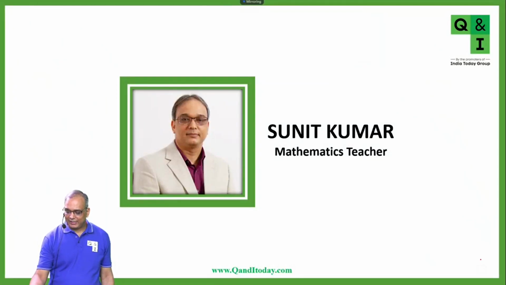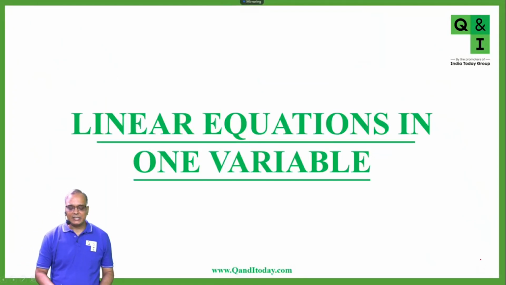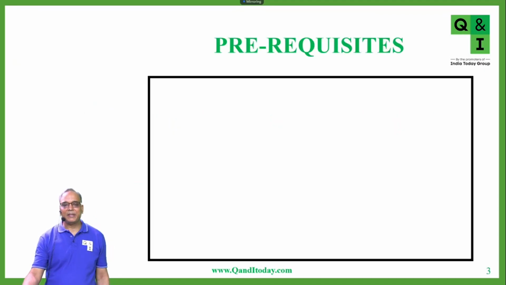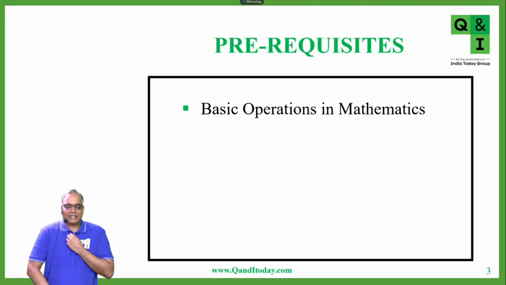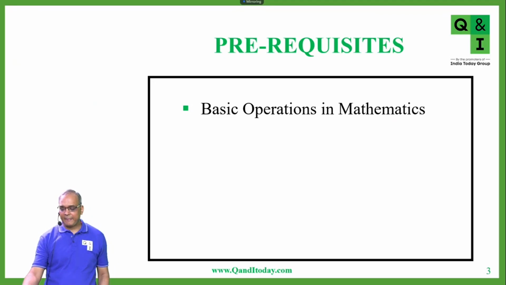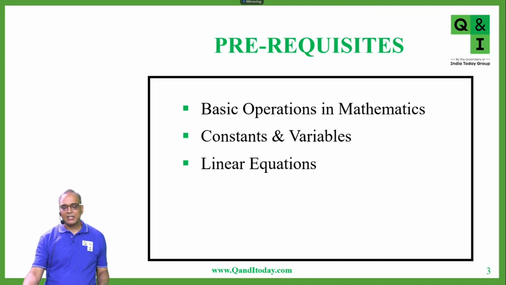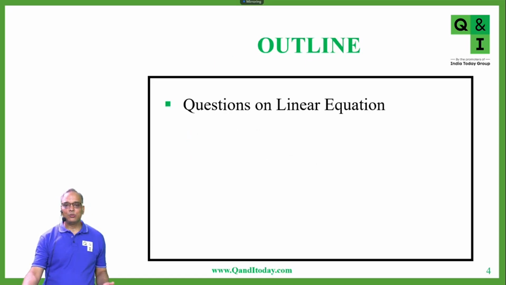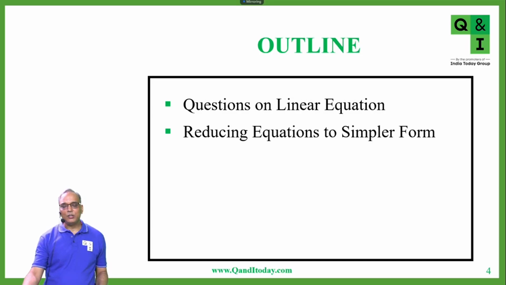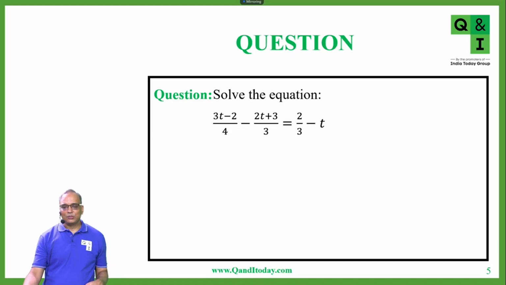Yeah. So as I said, we were doing linear equations in one variable, and the prerequisite for this was basic operations in mathematics. So you should know addition, subtraction, multiplication, and division. And constants and variables, you should know how to deal with constants and variables. You should know the basics of linear equation, which you have done in class 7th. The outline of today's class is we will do questions on linear equation, questions based on reducing the equations to simpler form, right? So let us start the session with the first question today.